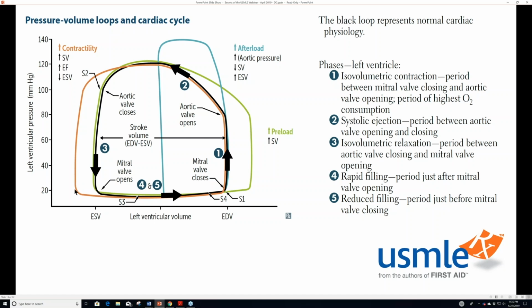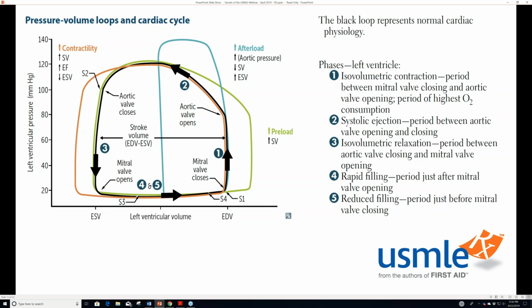Can you think of something that would increase contractility, and particularly a medicine that would do it? There you go, digoxin. Digoxin is a classic example that leads to increased contractility. And then what about decreased contractility? What would decreased contractility do? Well, in terms of stroke volume and end-systolic volume, your end-systolic volume would go up and your stroke volume would go down.